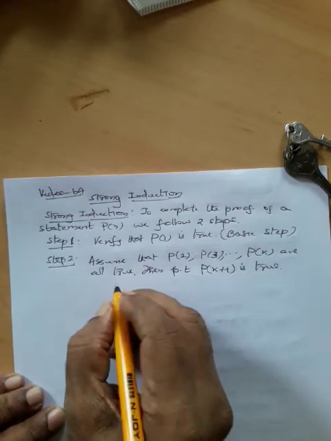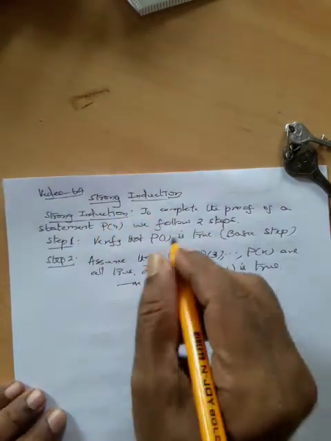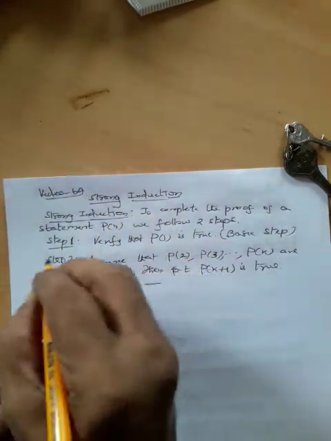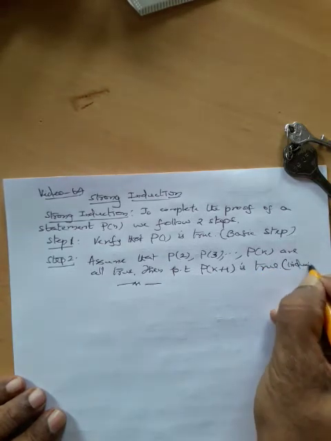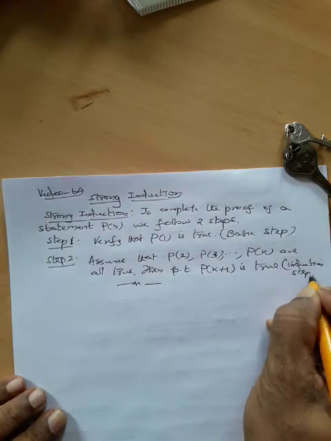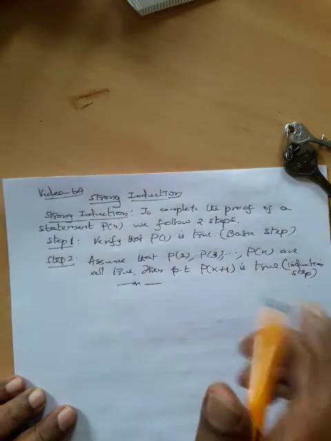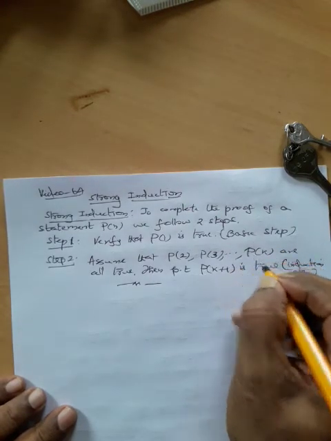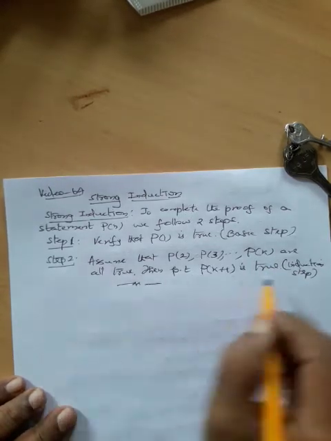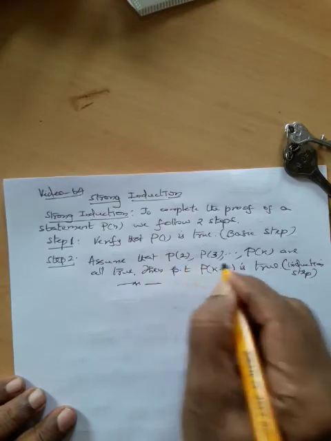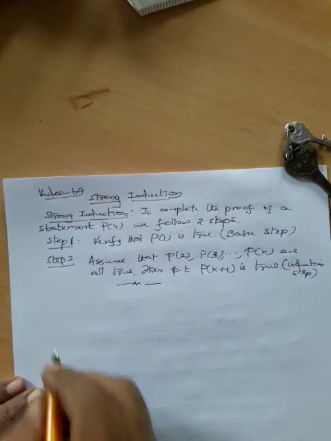So this is the difference between mathematical induction and strong induction. In induction, the basic step is as it is. This is the induction step. So the basic step is common for both. In the induction step, we assume only P of k is true and then with the help of P of k we prove P of k plus 1 is true. Here in the induction step we assume P of 2, P of 3 up to P of k are all true. Then we prove P of k plus 1 is true.